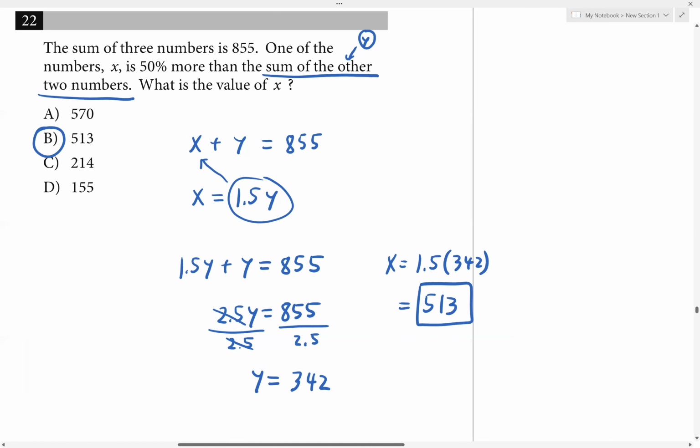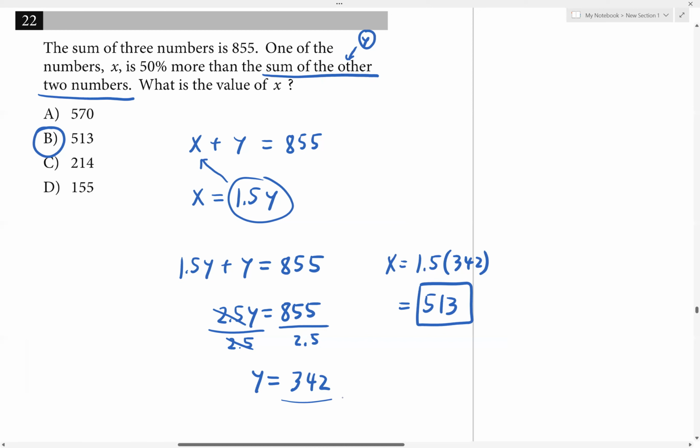So the tricky part here is that we have to take the sum of the other two numbers and use that as a single variable. We say that's y, and then solve. There's actually no way to figure out what the other two numbers each are, but we know their total, right? The sum had to be 342.